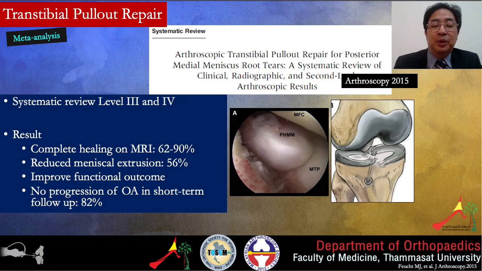In systematic review, complete healing on MRI varied from 60 to 90%. Extrusion was reduced only half. Most patients improved functional outcome after the surgery. 80% has no progression of osteoarthritis in short-term follow-up.